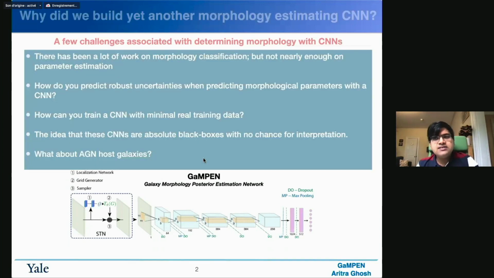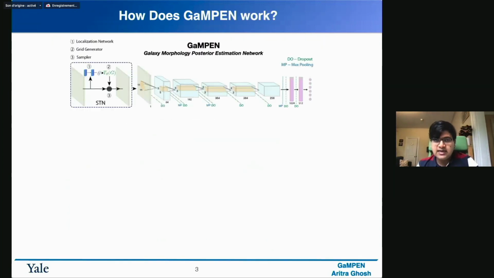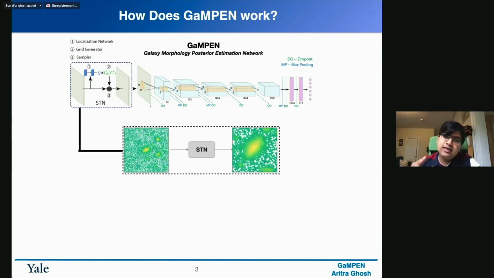Now, GaMPen consists of a set of fully connected and convolutional layers, but it is preceded by a spatial transformer network, or STN. What the STN does is it makes a transformation on the input image, which is helpful in the downstream task. For us, what this looks like is that even in crowded fields, the STN assists the network in focusing on the galaxy of interest at the center of the image. And the best part is the STN does not need any extra supervision during training. It trains along with the rest of the network.